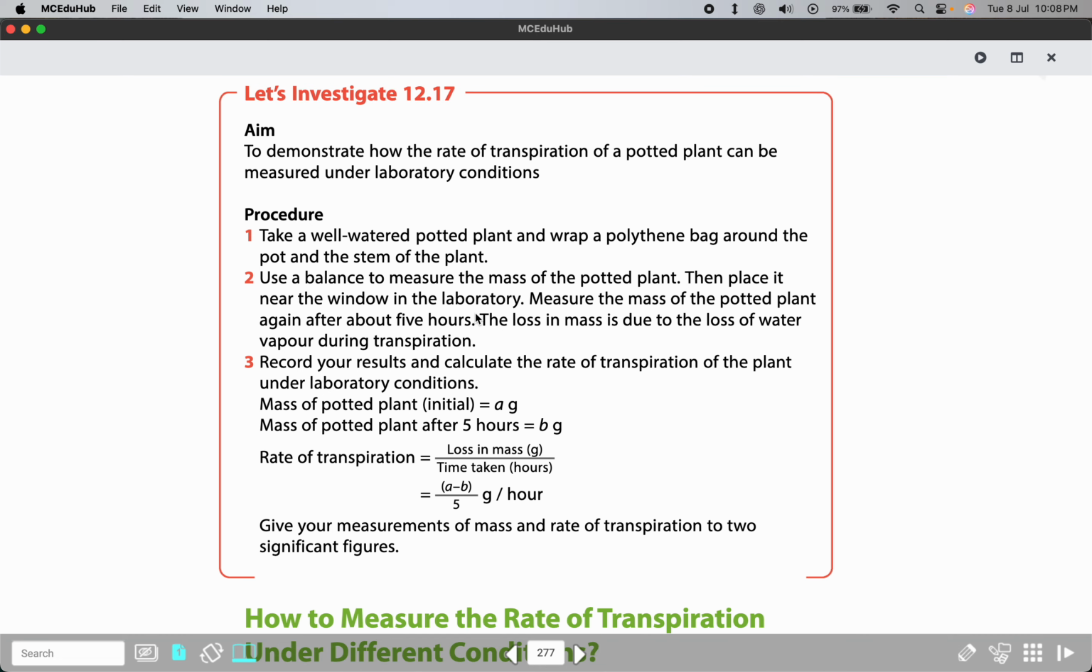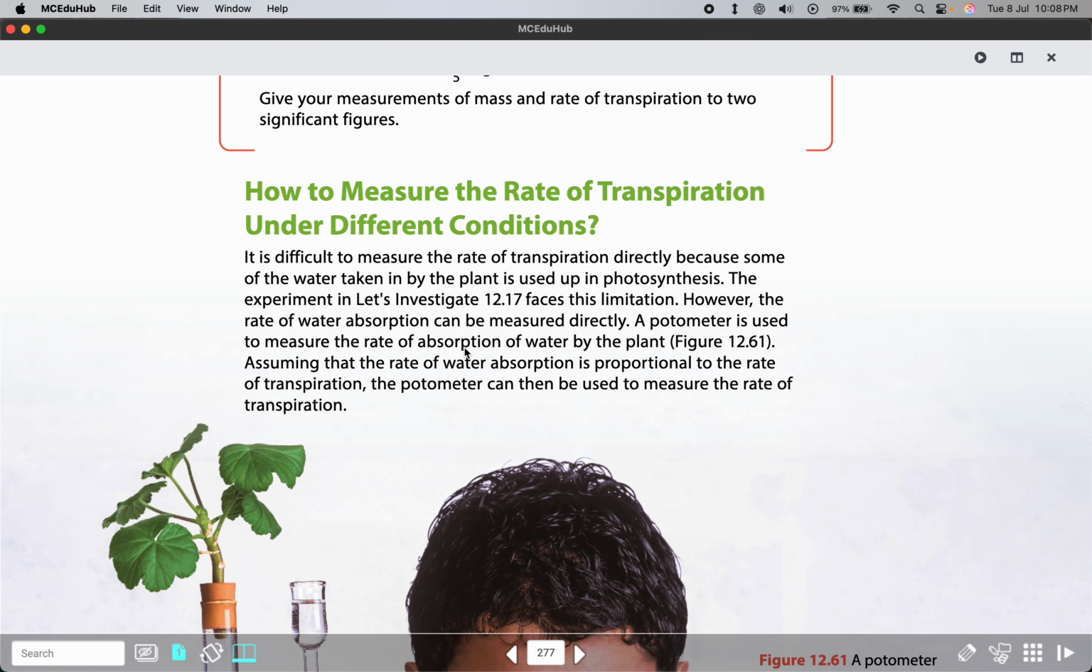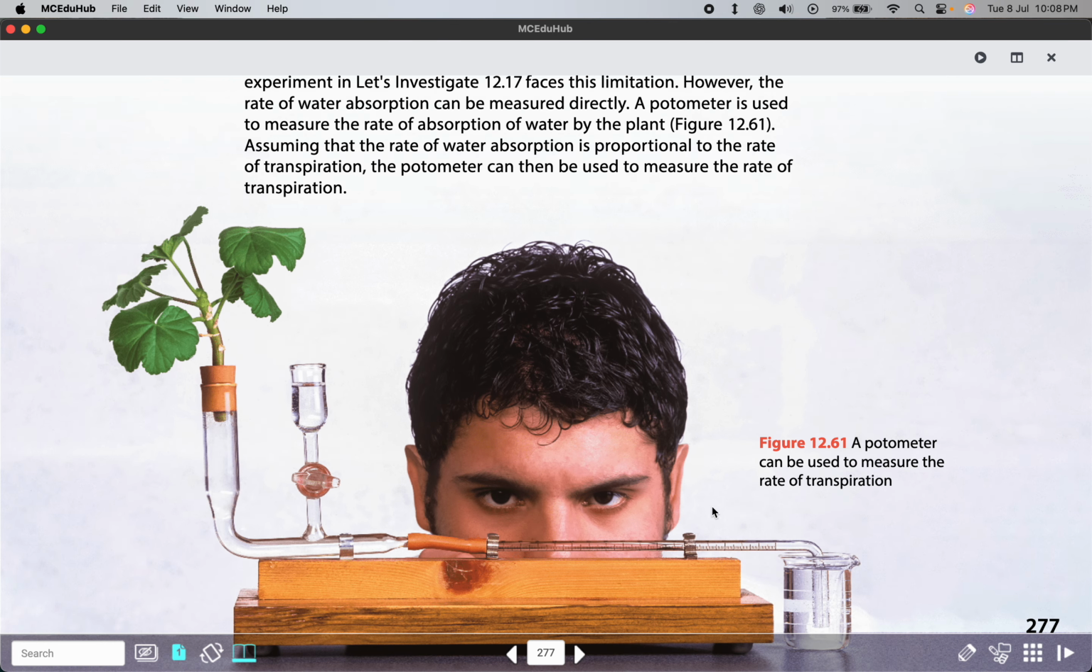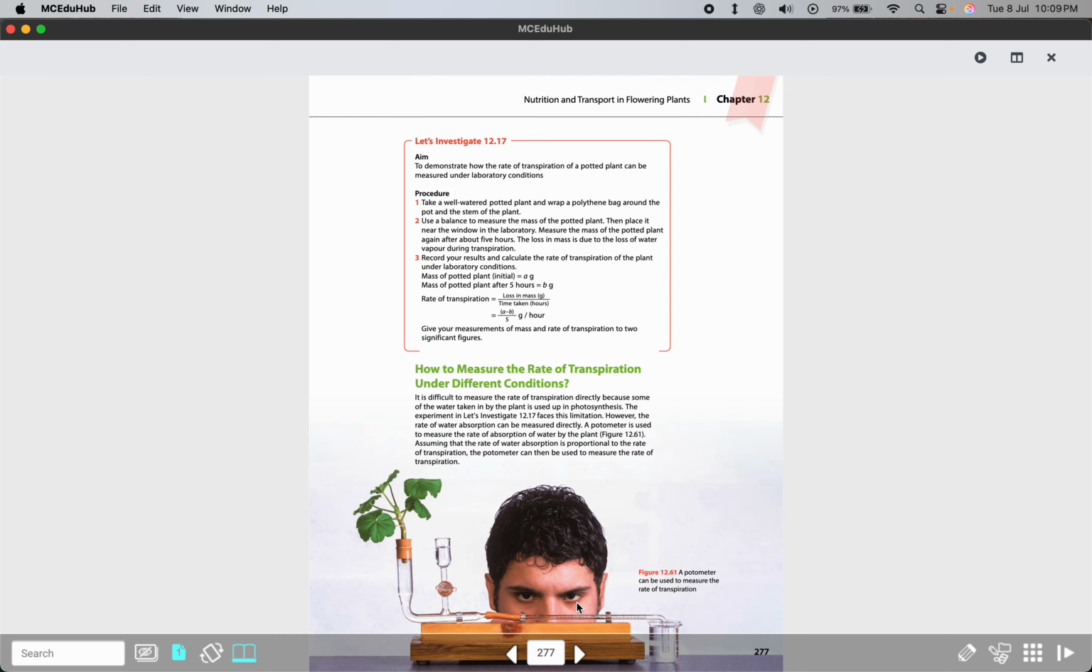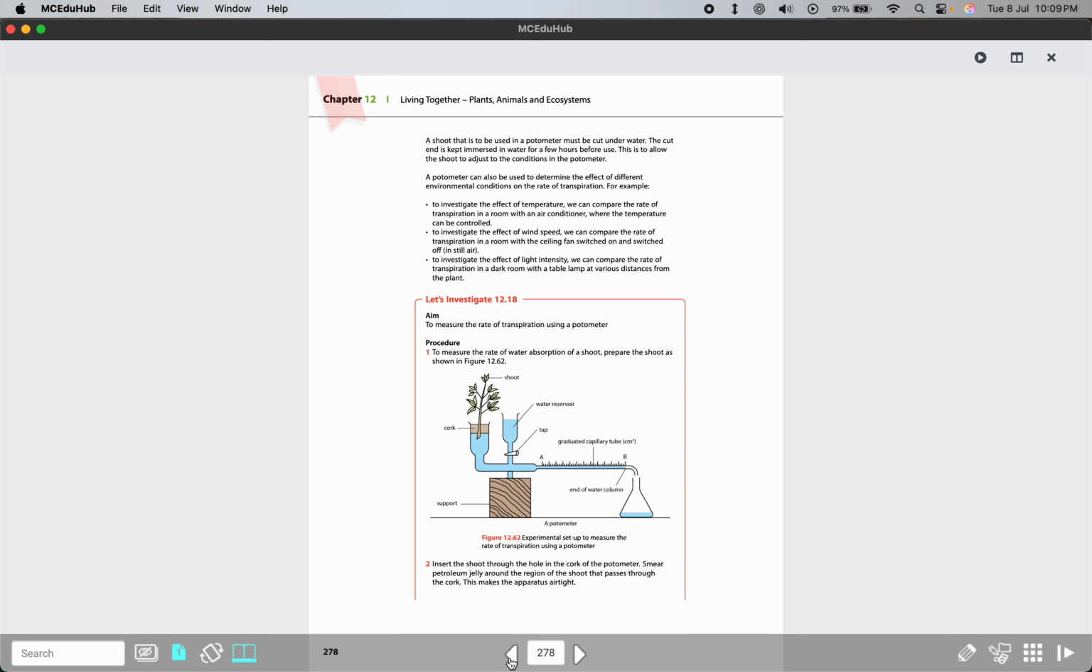Okay, there's also another way. This one I don't want to talk too much about. It's very similar to the previous one, but the second way is actually using this thing called a potometer. I don't know why they have to put these guys here, but anyway, it's also quite a simple concept. Let me see if I can find the example here.